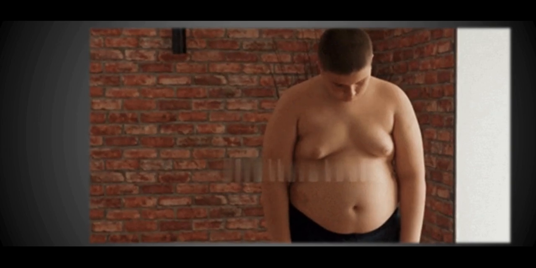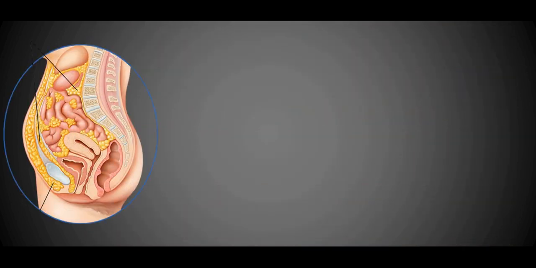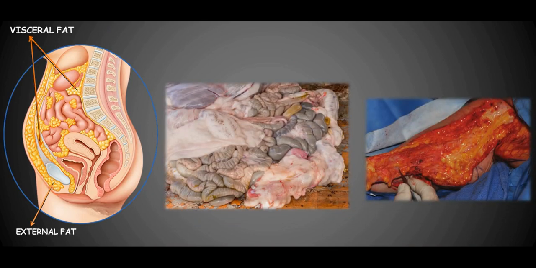The first factor is body fat. Excess body fat, particularly visceral fat, can reduce growth hormone secretion through several mechanisms. Visceral fat is a type of body fat that is stored within the abdominal cavity and surrounds vital internal organs such as the liver, intestines, and pancreas.